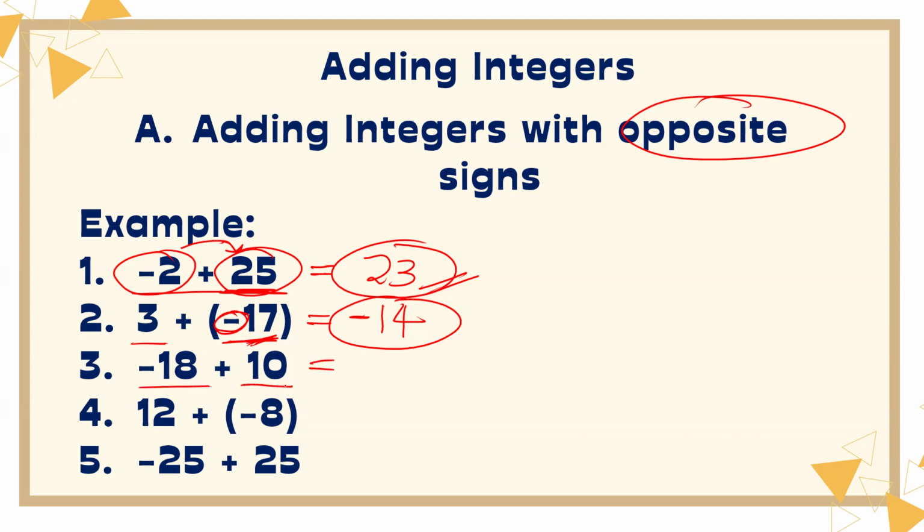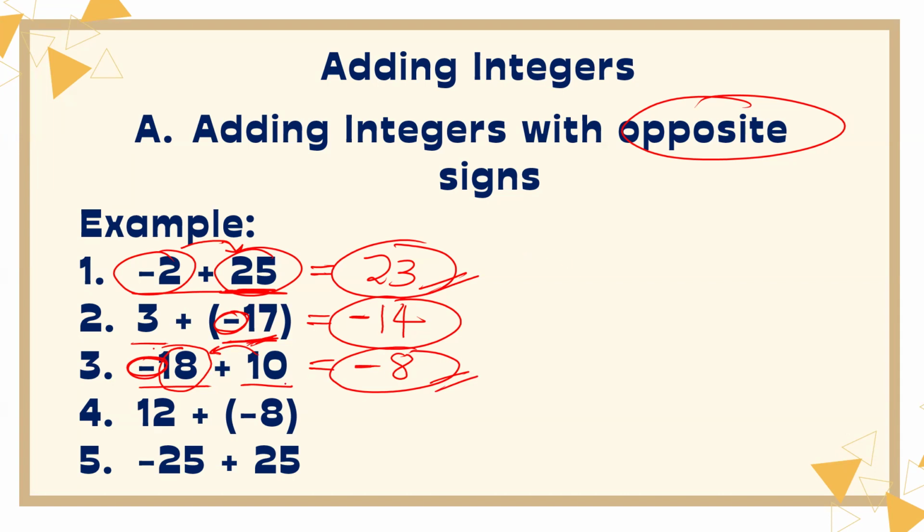Okay. Next, let's do the third problem. Negative 18 plus 10. What's negative 18 plus 10? All right, we first identify the larger number. Which is larger, 18 or 10? Okay, 18 is larger, so we subtract 10 from 18. What's 18 minus 10? 8, right? And then what is the sign of the larger number? 18, negative. So we write negative beside 8, so the sum would be negative 8. Okay, so that would be the answer for this particular problem.